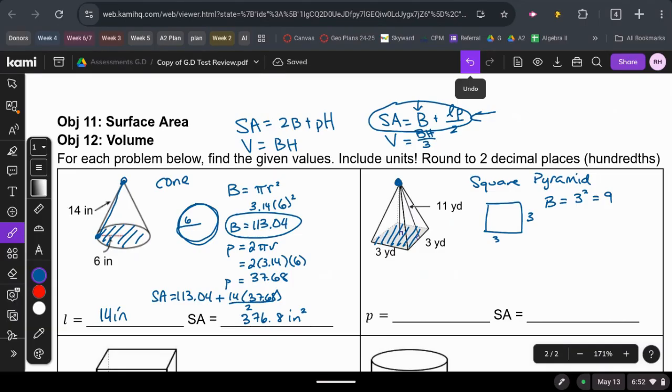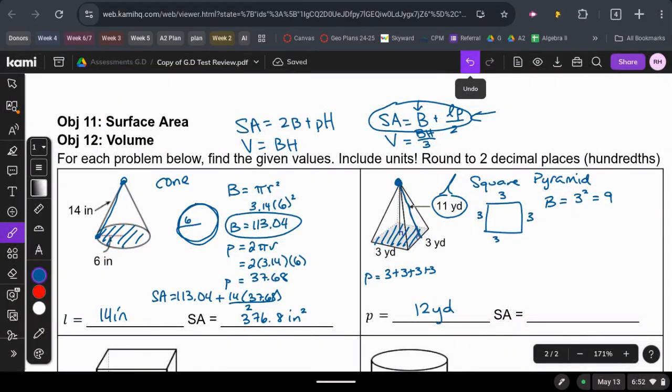The slant height, again, going diagonally down the side here, is our 11. So this is our slant height. And so to find the perimeter of the base, I have to add up all 4 sides. So they're all 3, so 3 plus 3 plus 3 plus 3. It's going to be 12 yards. So it's just yards because it's just perimeter.